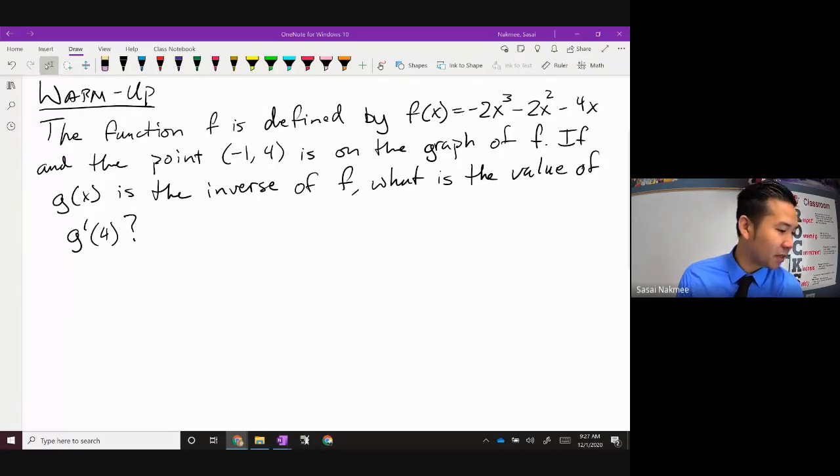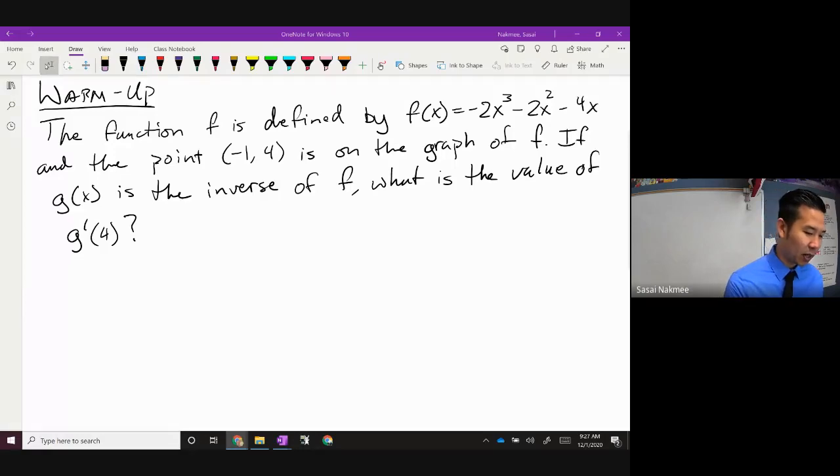The function f is defined by f of x is equal to negative 2x cubed minus 2x squared minus 4x. And the point negative 1 comma 4 is on the graph of f, saying that if you plugged in negative 1 for x, you'll get 4 out for your value of y, or your output value on this function. If g of x is the inverse of f, what is the value of the derivative of g evaluated at 4? Okay, so g of x is the inverse of f of x.